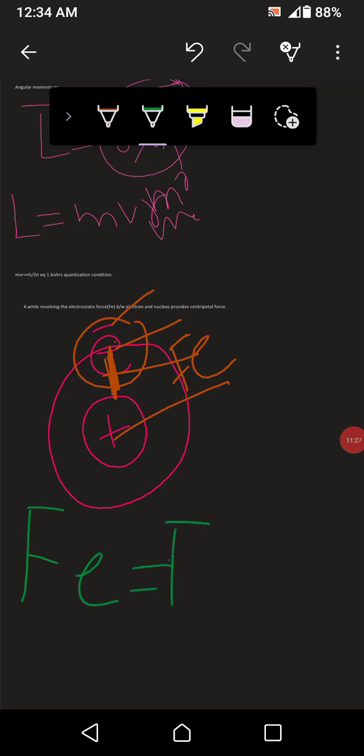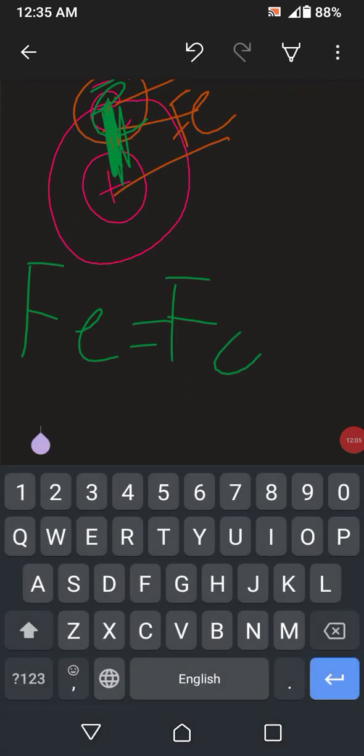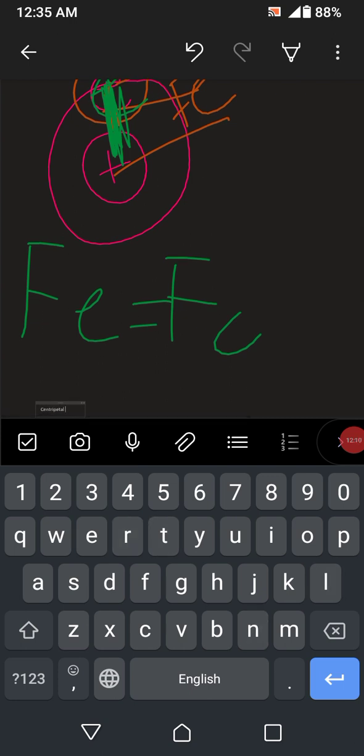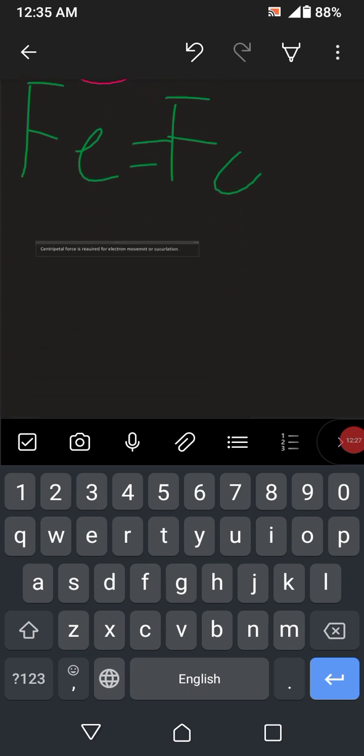Fe is equal to Fc. This is providing the centripetal force to the atom. It is very important that when the electron is moving, the electron needs a centripetal force for the revolving, or for the circulation. Basically, centripetal force is required for the electron movement, or the electron revolvement. So centripetal force is required for electron movement, or we can say for the circulation of the electron.